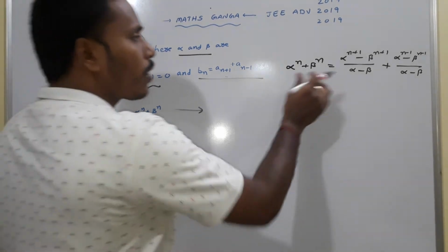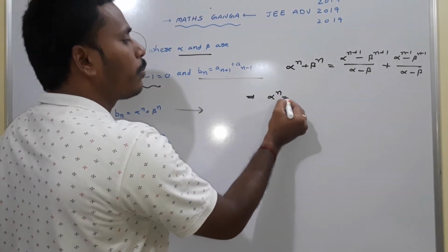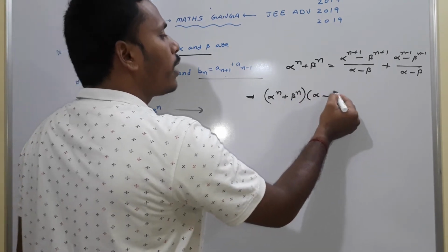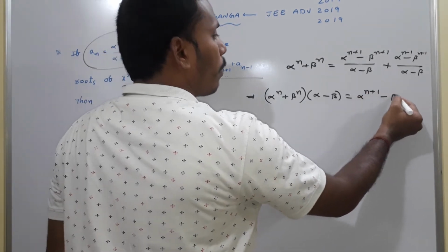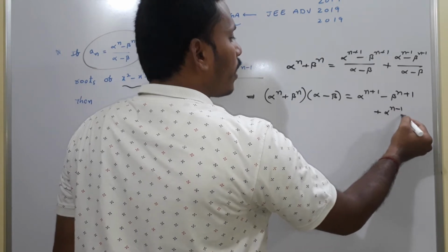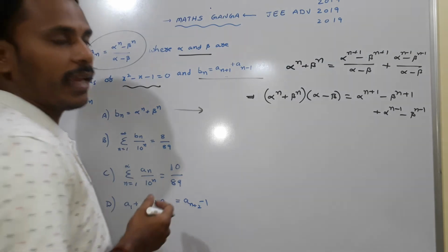See, to check whether it is true or wrong, just do cross multiplication. If you do cross multiplication, alpha power n plus beta power n into alpha minus beta is equals to what I have here, alpha power n plus 1 minus beta power n plus 1 plus alpha power n minus 1 minus beta power n minus 1. That is my right hand side.